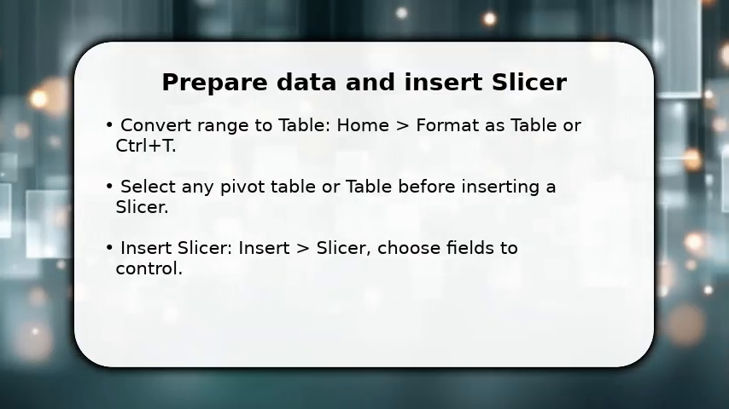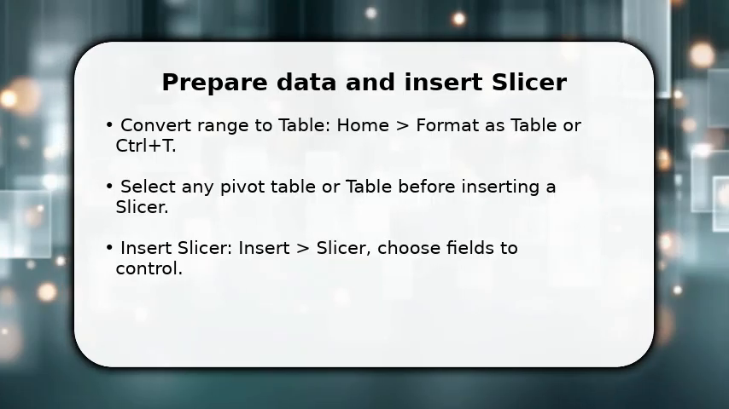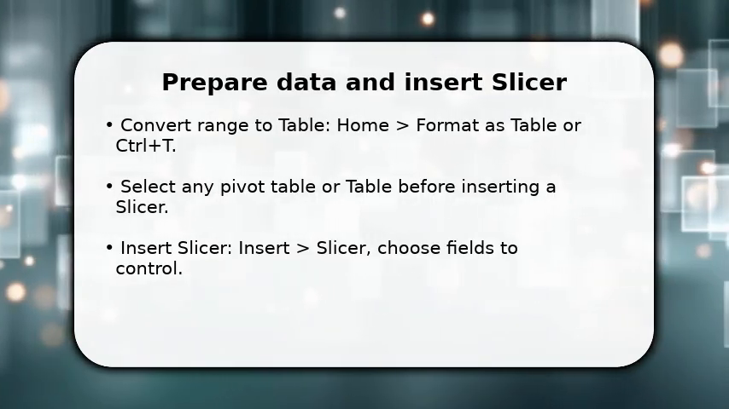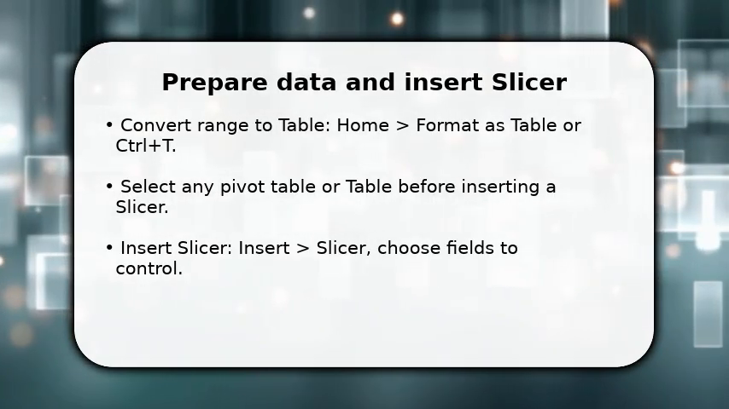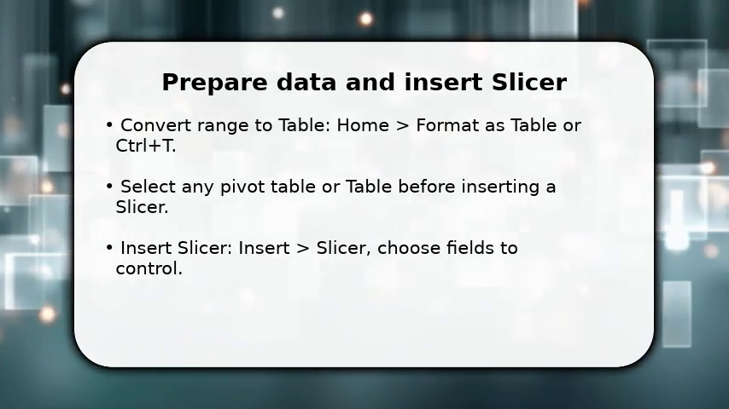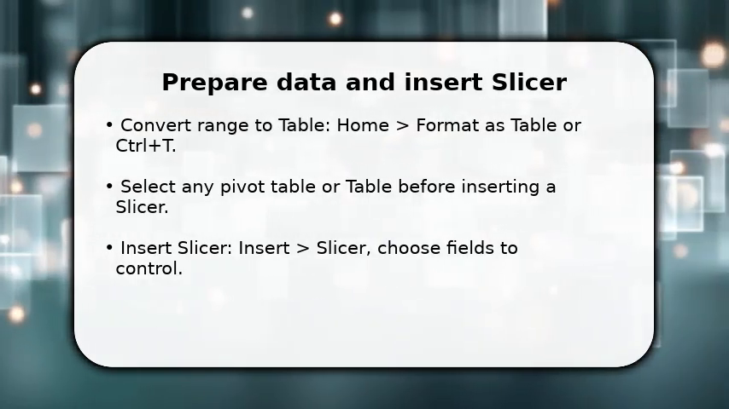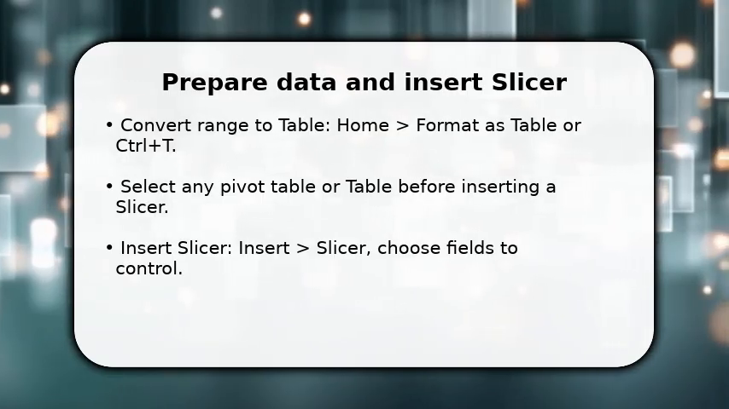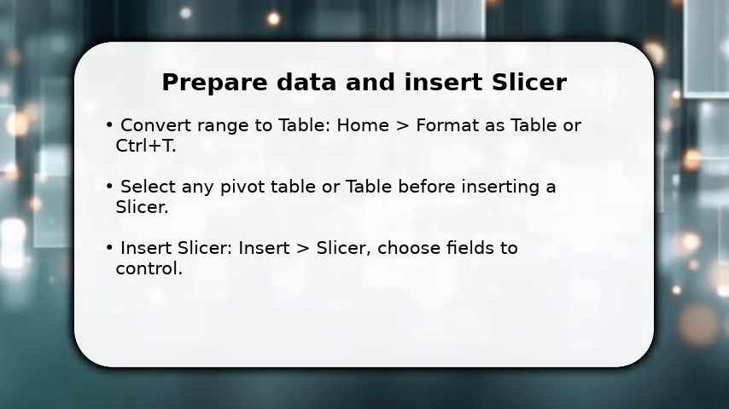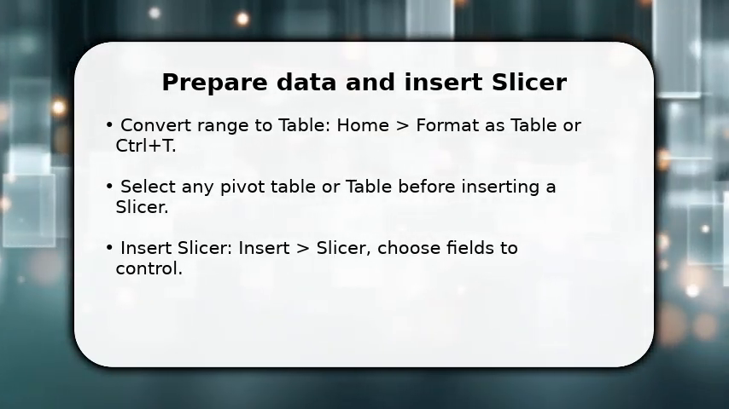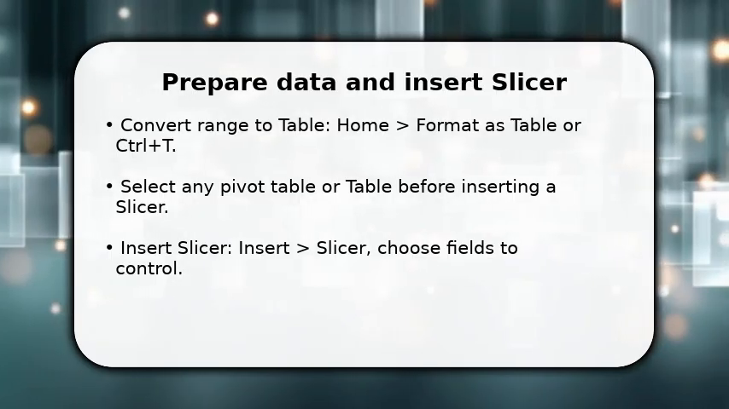You start by ensuring your data is a table or a pivot table so slicers work cleanly. Once done, click anywhere inside that table or pivot table, then go to Insert and choose Slicer. Pick one or more fields. These become interactive filters. You do this early because slicers only attach to recognized data objects, otherwise they won't appear.